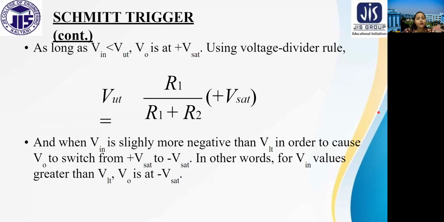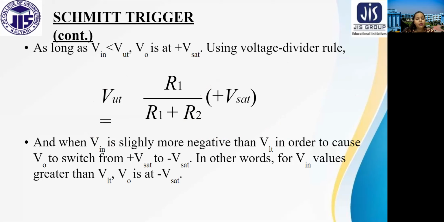As long as input voltage is less than upper threshold, output is at plus V saturation. Using voltage divider rule, write down this equation. Upper threshold voltage equals R1 by R1 plus R2 into V saturation.